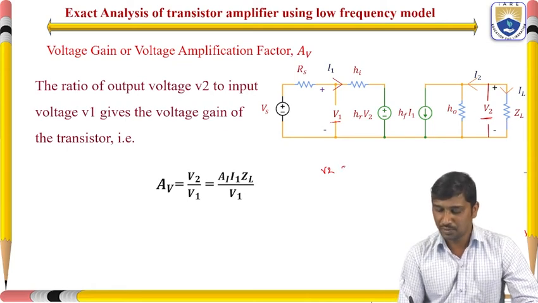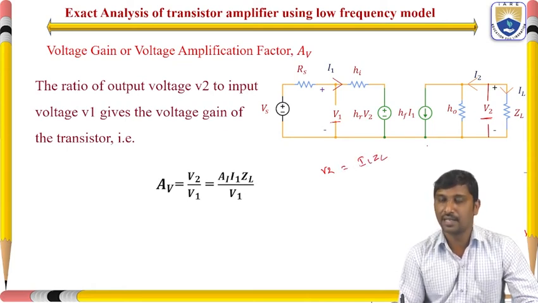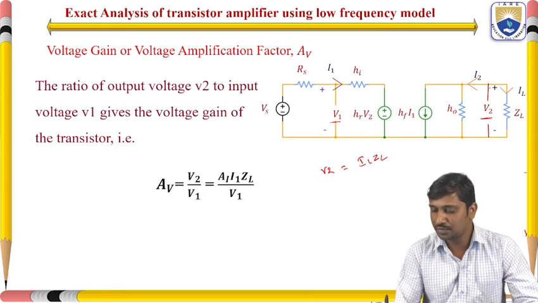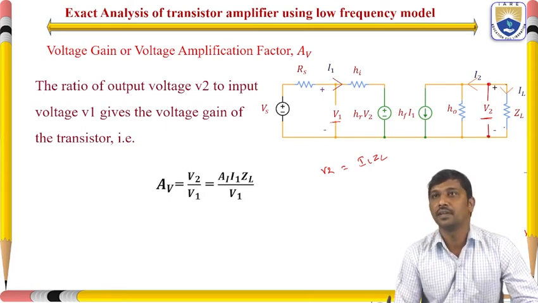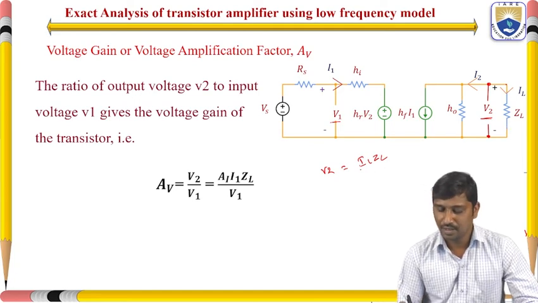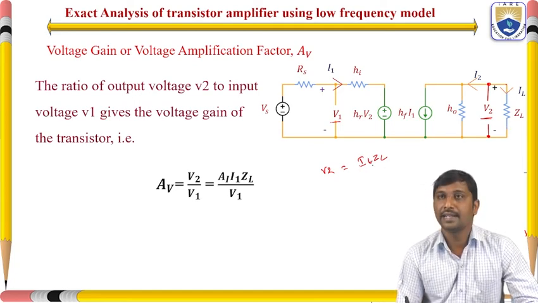What is V2? V2 is equal to IL times ZL. If you observe this network, V2 is observed across this node, in parallel with the load impedance. So V2 is equal to IL times ZL.